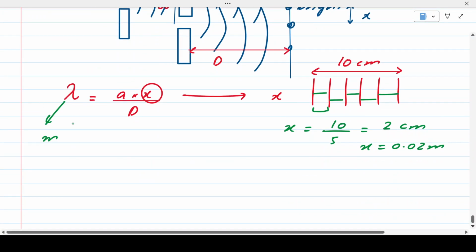Wavelength should be in meters. a is usually given in millimeters, so you need to convert into meters. d is luckily given mostly in meters. Wavelength is sometimes given in nanometers, so multiply by 10 to the power minus 9 to convert nano. Sometimes in pico, so multiply by 10 to the power minus 12 to convert pico into meters.